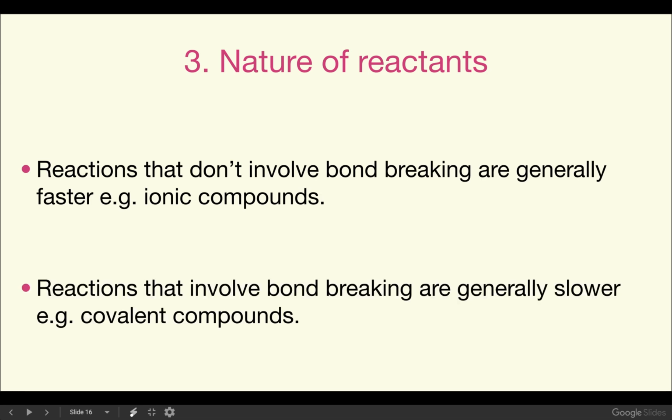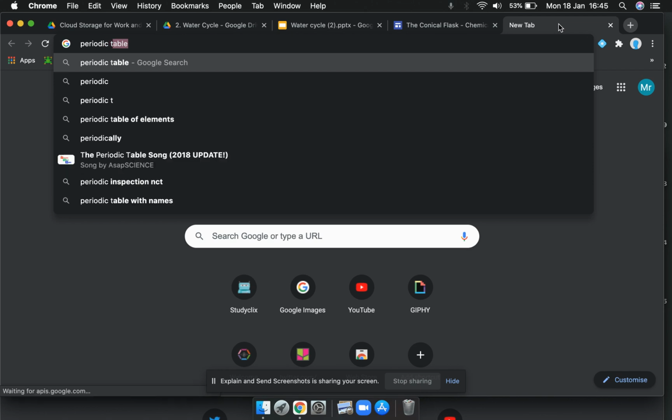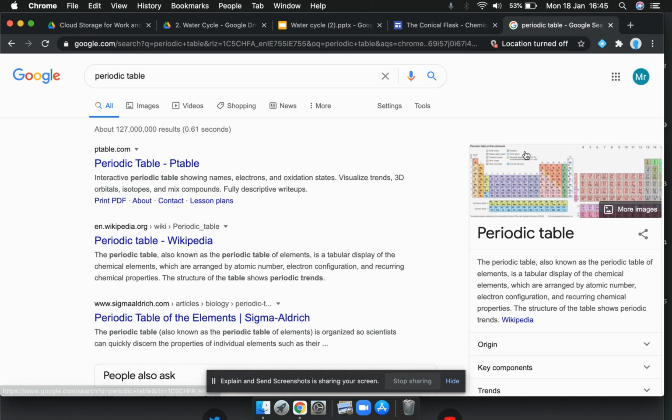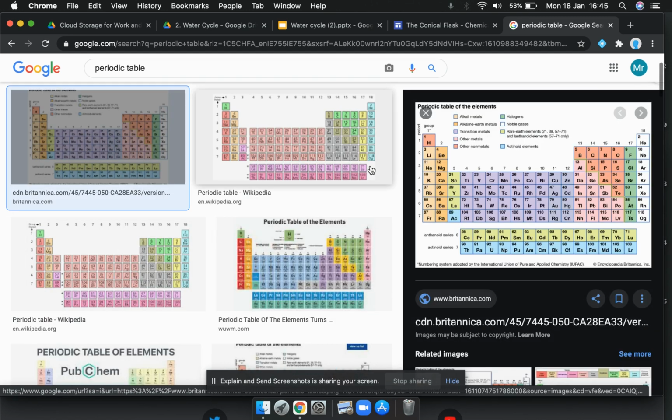The reactants have a certain nature, and on the periodic table, we know this quite well, because we know that certain elements react more quickly than others. So if we look at the periodic table, for example, I'm just going to bring up a picture here. We know that, for example, the alkali metals, which are the ones in group 1, the column group 1, have only one electron in their outer orbit, which means that they are very, very reactive.